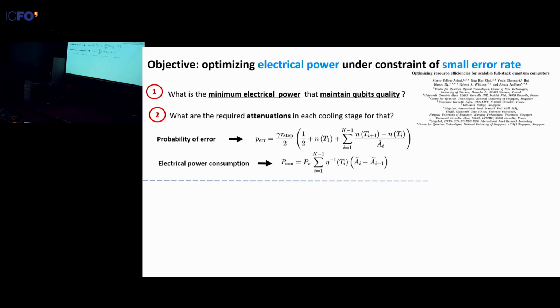So for this, the two questions that we ask are, what is the minimum electricity I can give to my system that maintains good qubit quality? And what are the required attenuators in the system to achieve this?